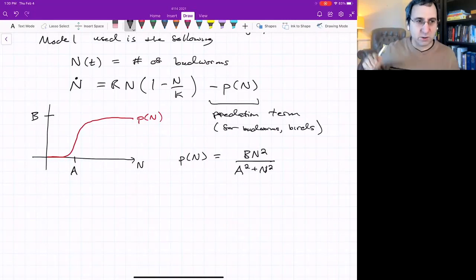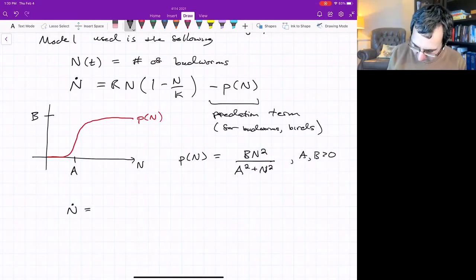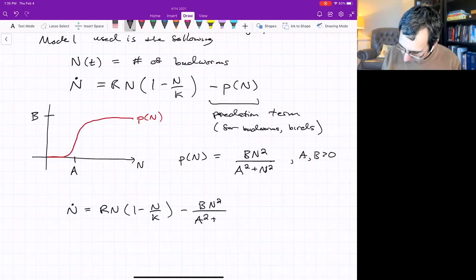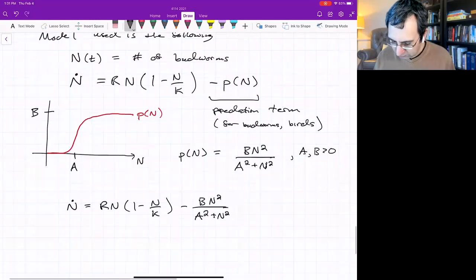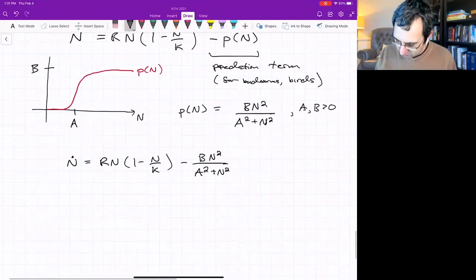And it has this big increase right around A. A and B are both positive parameters. So the full model now is n dot equals r n (1 minus n over k) minus b n squared over (a squared plus n squared). So there's the model.